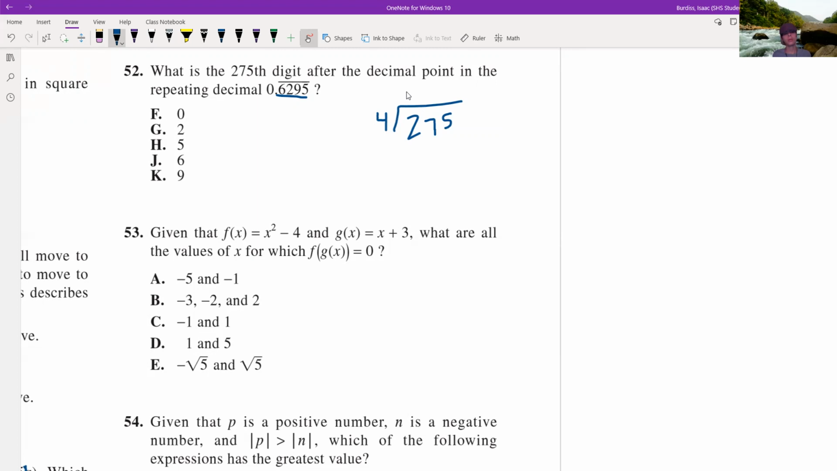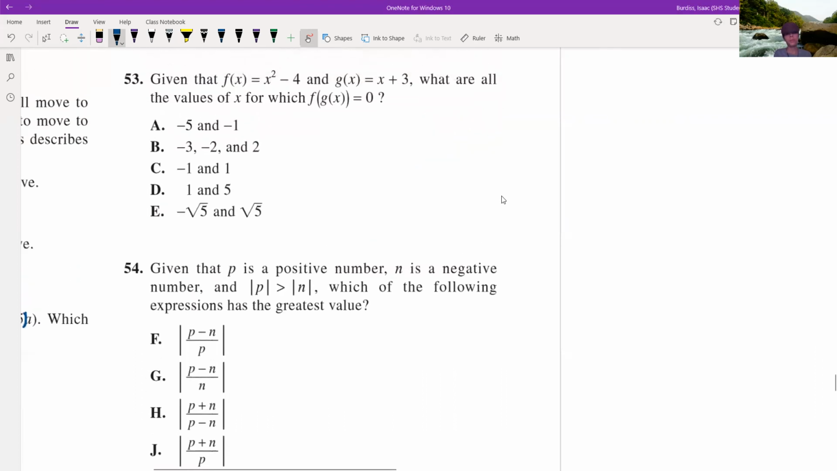275. Okay. 6. 68, remainder 3, just for time's sake. Okay, remainder 3. That's what we care about. That means it's the 3rd digit, 9, because it's saying after 68 times, so 4 times 68. 4 times 68 is 272, and we're trying to get to 275. So at 272, we're at 5. 273, 274, 275. Okay.